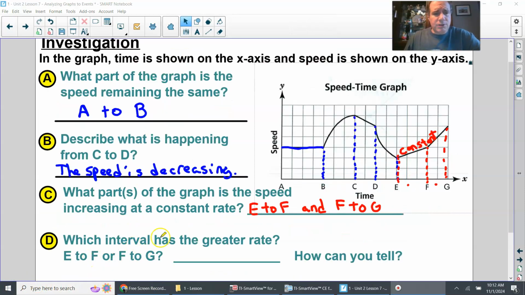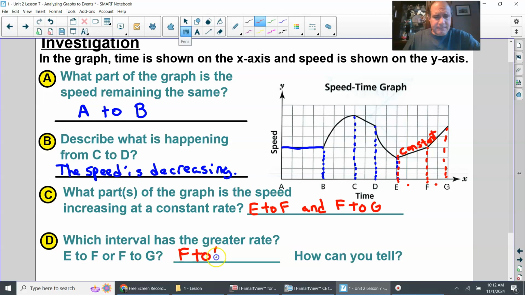Okay, so which interval has the greater rate? So E to F or F to G. So F to G definitely has the greater rate. We're going to put that down immediately. And the reason why, how can you tell? It has a steeper line. Line is steeper. And when the line is steeper, it indicates a greater rate, a greater speed. And that is it.